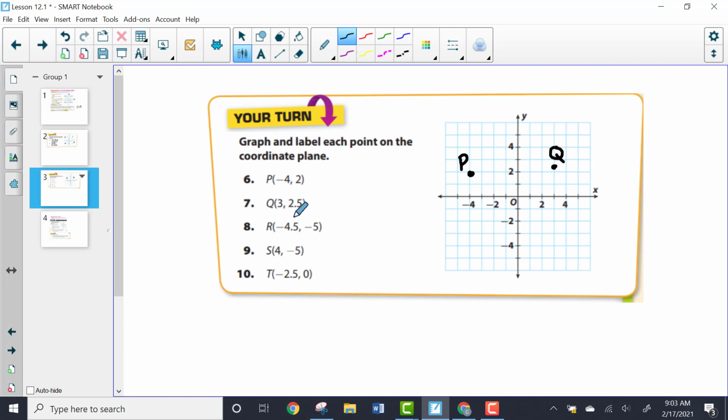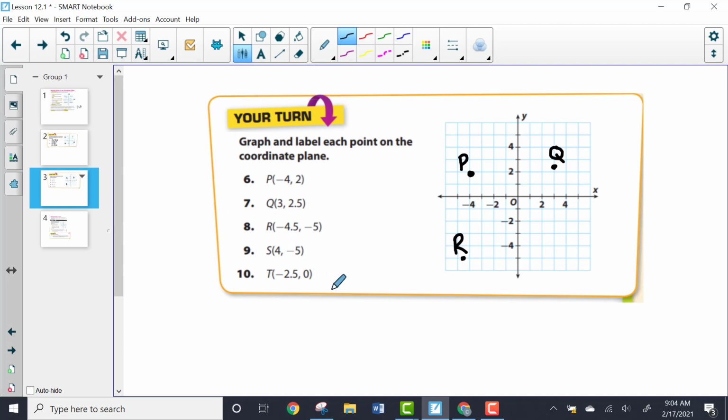Let's take a look at number 8. So letter R is point -4.5, -5. So again, we move on the x-axis, either left or right. Since it's a negative number, we go to the left, and that's -4.5. So we are at -4.5, which is right here. And then we go down -5, and we put our point on our graph just like that, and we label that letter R.